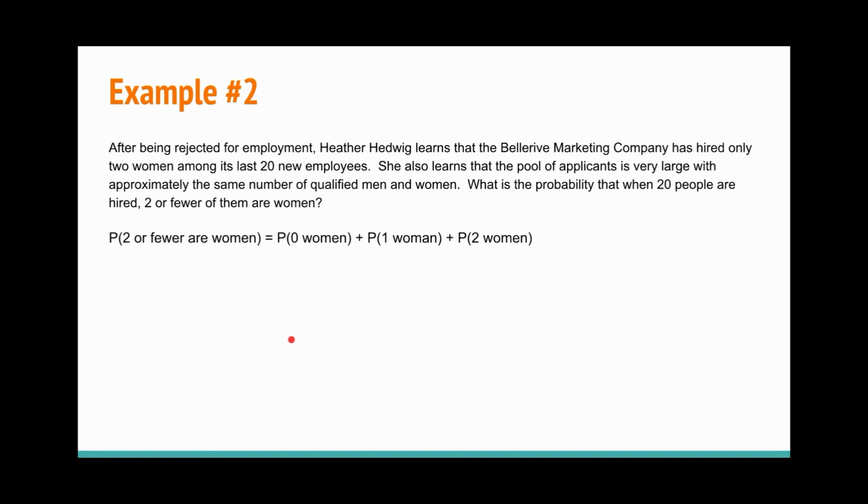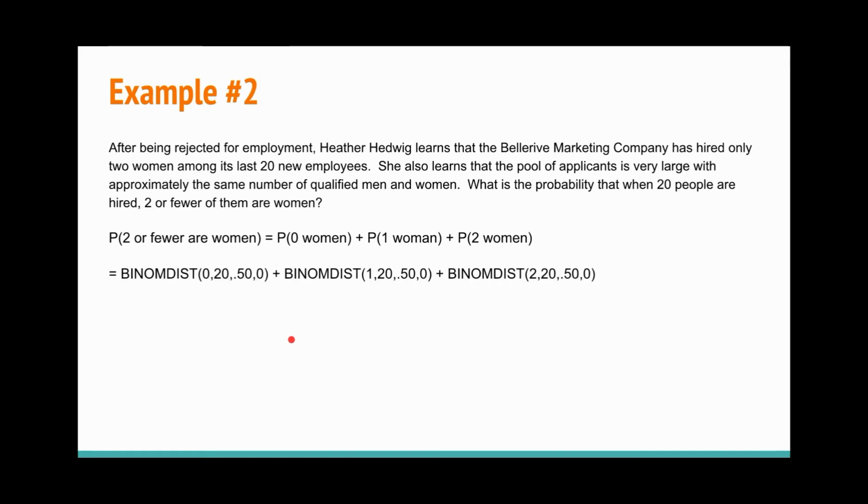So what's the probability that when 20 people are hired, 2 or fewer of them are women? So again, I'm going to write this in terms of English words. The probability that 2 or fewer means the same thing as 0 or 1 or 2. And because those ors are mutually exclusive, that is, there is no overlap, you can't hire no women and 2 women at the same time, then I can just add them together.